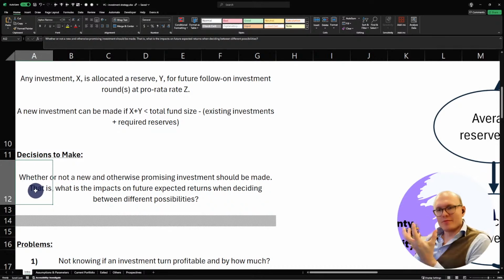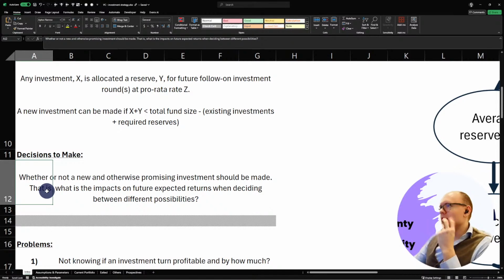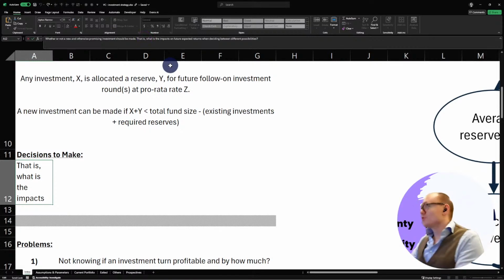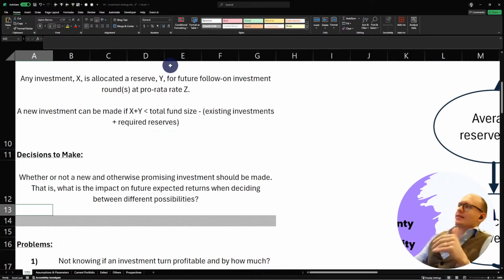And so another way of framing this is to ask: what is the impact on future expected returns when deciding between different possibilities? That is the crux of the matter, because this is what we're trying to optimize in the end.